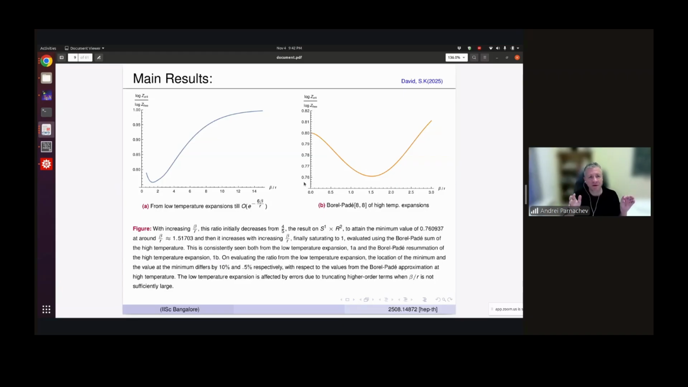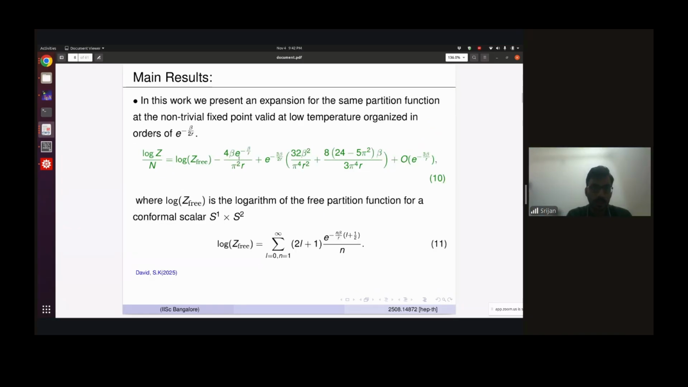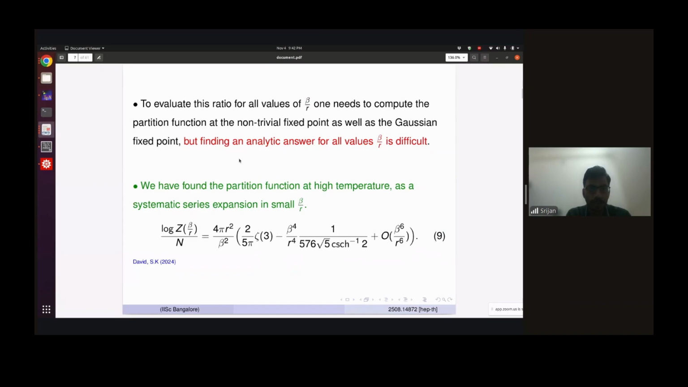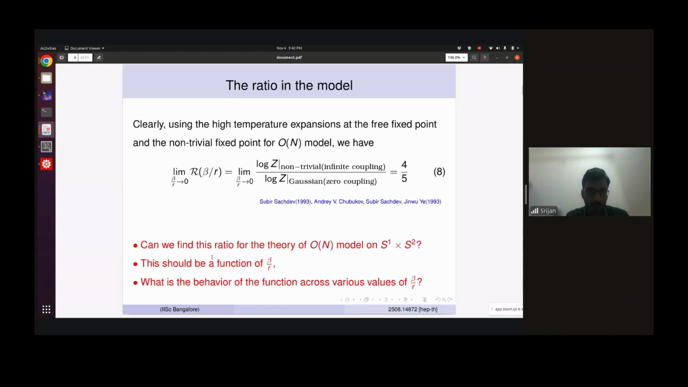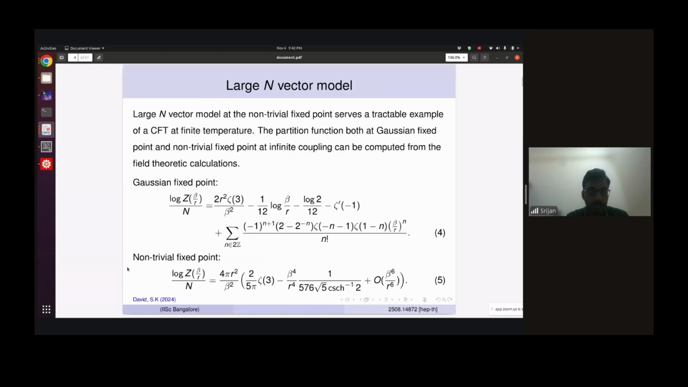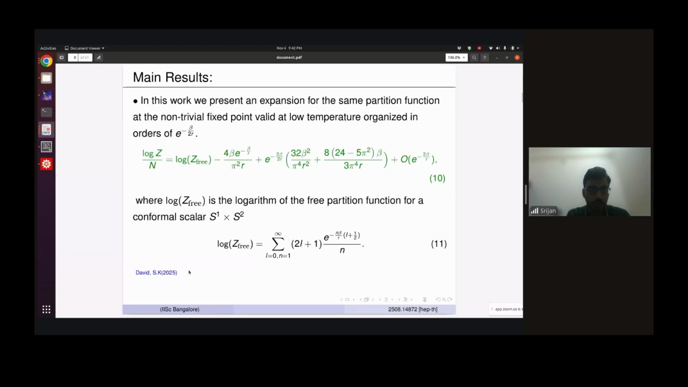So you have both formulas, the Gaussian and non-trivial fixed points. Just let me explain it again. We have in our hand both the low temperature and the high temperature expansions. These are the high temperature expansion at the Gaussian fixed point as well as the non-trivial fixed point. And at low temperature, we know the Gaussian fixed point, which is just this log z free, the expansion of that, and this is the non-trivial fixed point.